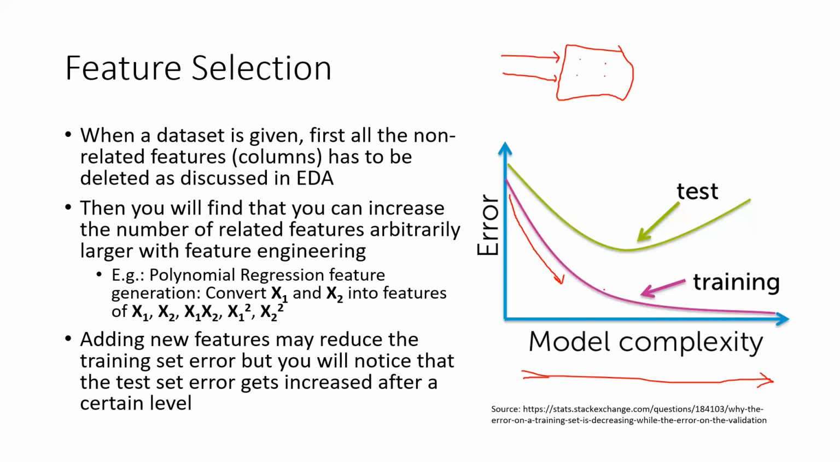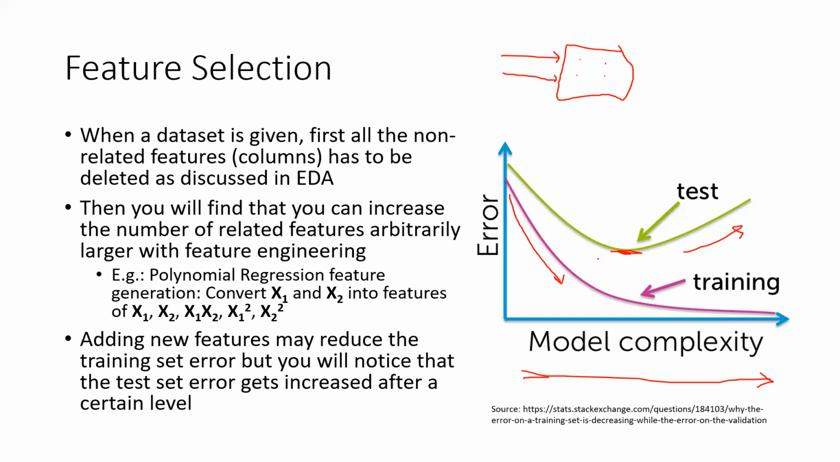So the training data is the data that are seen by the machine learning model, and the data that haven't been seen by the machine learning model are the test data. When you increase the complexity, after a certain point, you will see that the test error is increasing, right? That means after a certain point, the model is overfitting. So we have discussed it earlier.